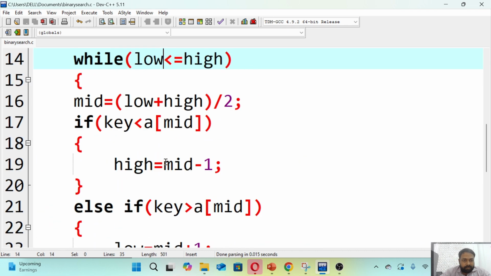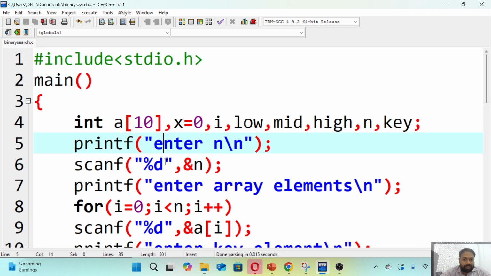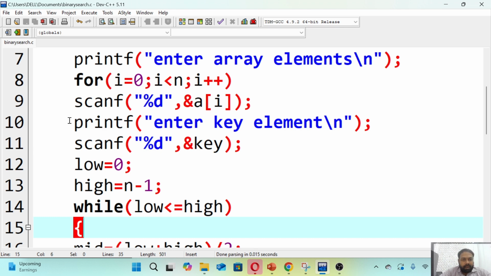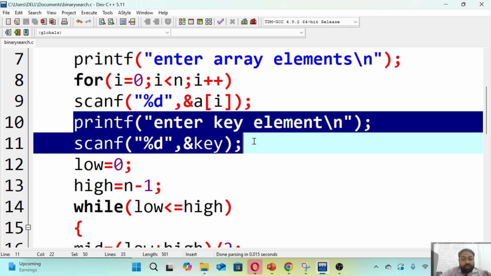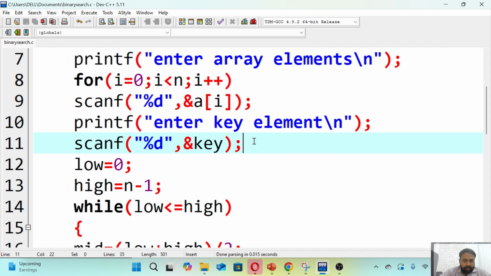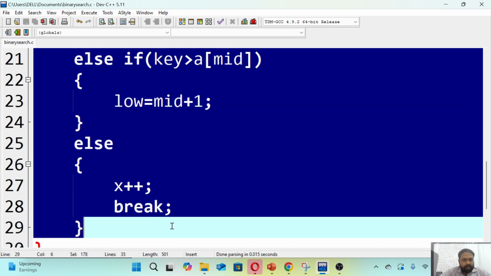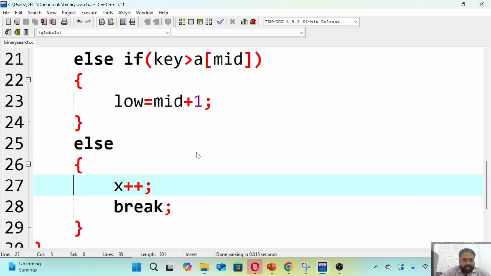Here, what I have done, you just observe. I have taken the n value. After that, I have read n number of elements into an array. After reading the elements, I have written the step for the element which you want to search. Up to there, the code is common. From here, the binary search technique starts. This is the only logic for the binary search technique.